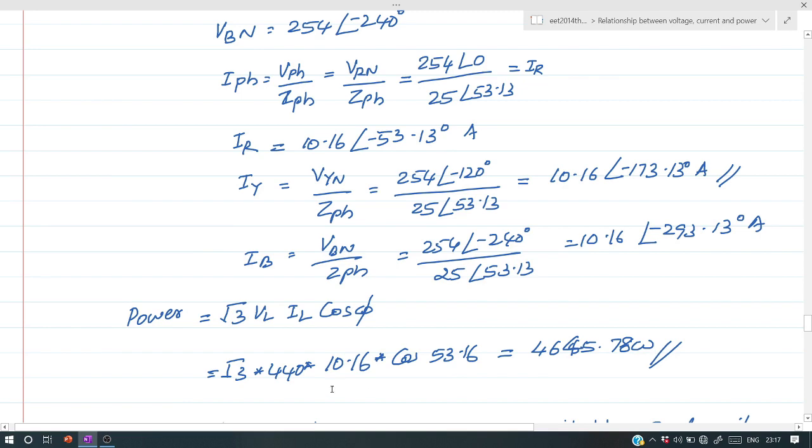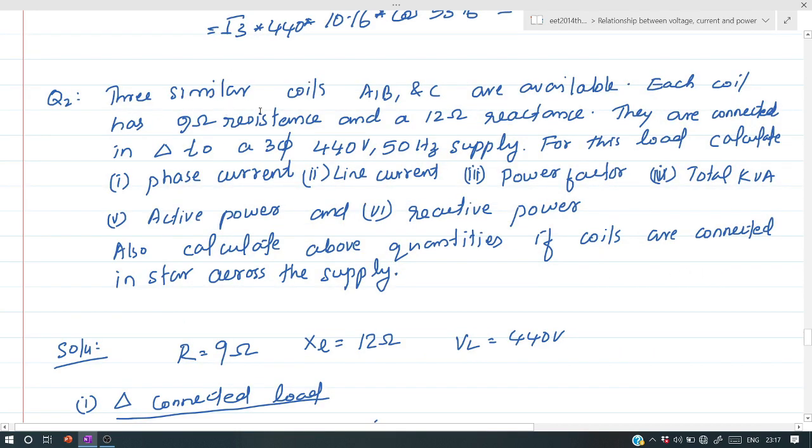Next problem: three similar coils A, B and C are available. Each coil has 9 ohm resistance and 12 ohm reactance. They are connected in delta to a three-phase 440 volt, 50 Hz supply. For this delta-connected load, we need to calculate phase current, line current, power factor, total kVA, active power and reactive power. Also, we need to calculate these parameters if the coils are interconnected in star across the supply.